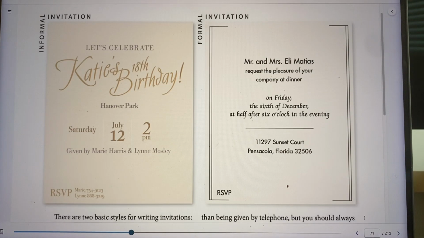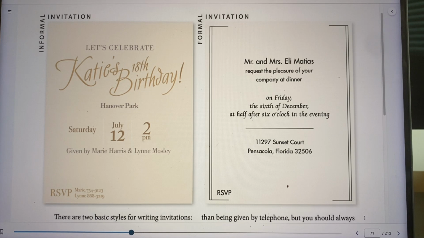Here's an invitation. Let's celebrate Katie's 18th birthday, Hanover Park, Saturday, July 12th at 2 p.m., given by Marie Harris and Lynn Mosley. You can see what we're celebrating, where, when, and who the hosts and hostesses are. And down at the bottom, it says RSVP, and it gives phone numbers so that you can call.